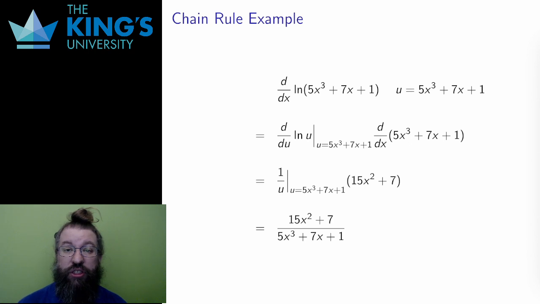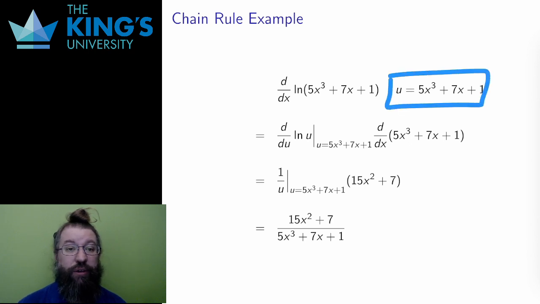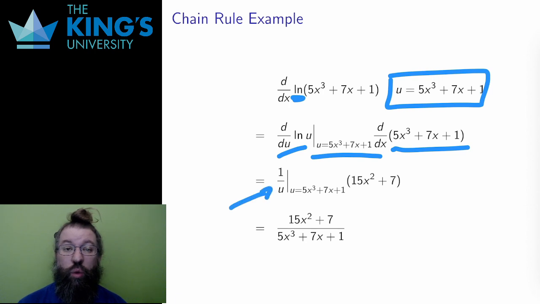The inside function is a cubic polynomial and the outside is the logarithm. I apply the chain rule. I write the outside with the temporary variable, I write the evaluation bar to show the replacement of the temporary variable, and I write the derivative of the inside. The derivative of the logarithm ln u is 1 over u, which is a known derivative and on the list of derivatives in the reference materials.